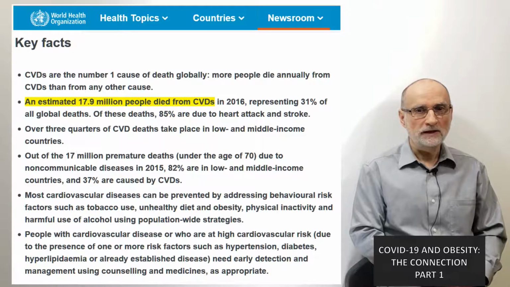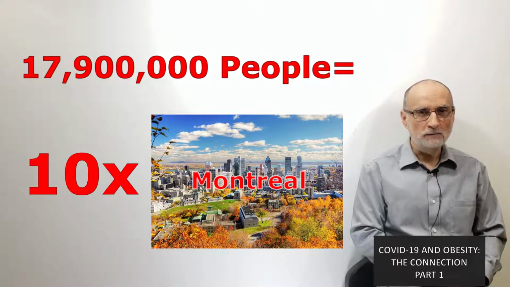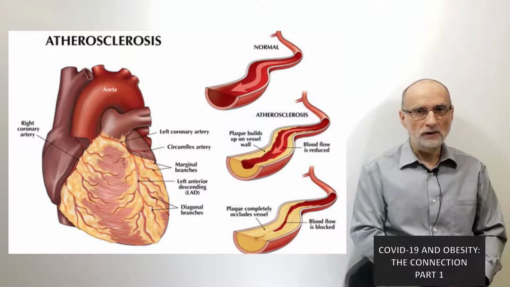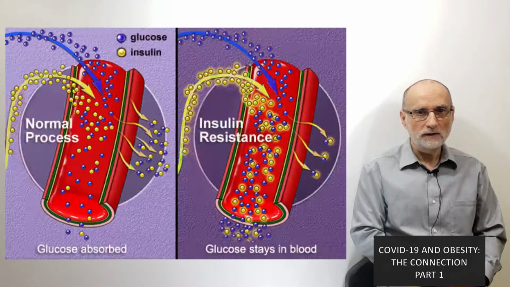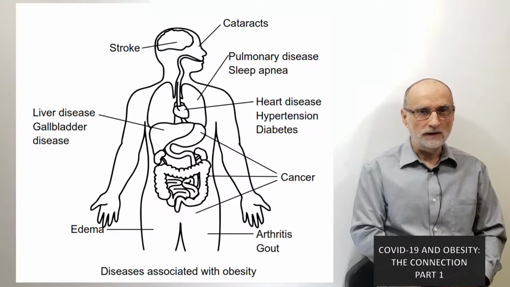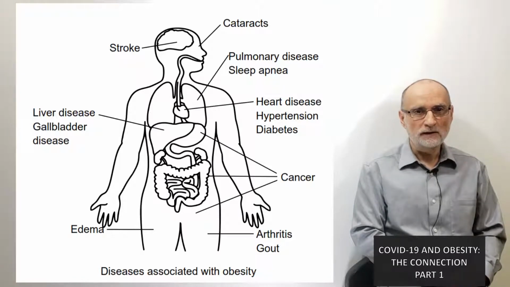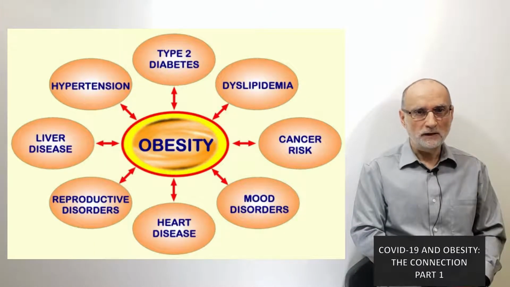Cardiovascular disease, being the #1 cause of death globally, takes an estimated 17.9 million lives each year. That's 10 times the population of Montreal, Canada. It is a well-known fact that being obese or overweight is one of the major risk factors of developing cardiovascular disease or type 2 diabetes. Obesity is also related to other major chronic diseases, including stroke, asthma, gallbladder disease, liver disease, certain forms of cancer, and many other disorders.